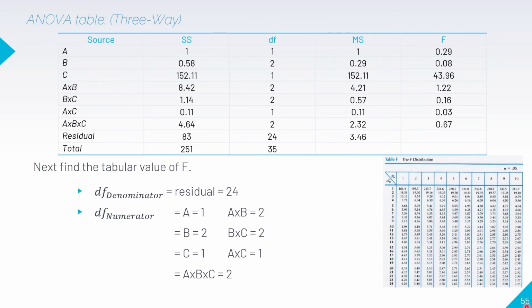Now, let's find the tabular value of F, with the help of our F table. The df denominator is the residual, the 24, as always. This is the denominator of our tabular F. Now, the df numerator is the df of the sources. So we have A as 1, B is 2, C is 1, A by B is 2, and so on.